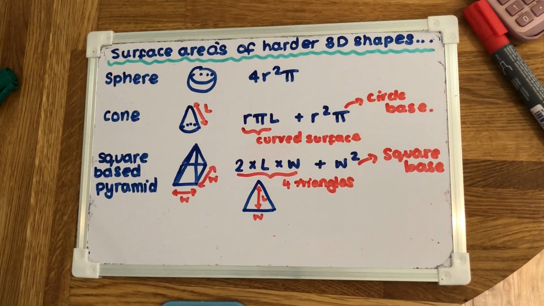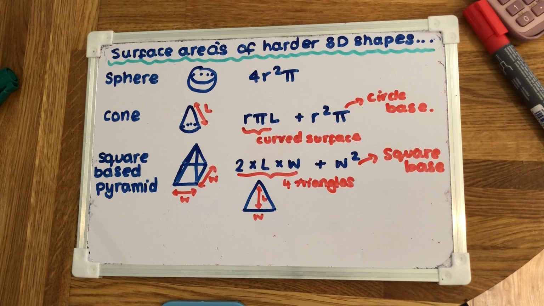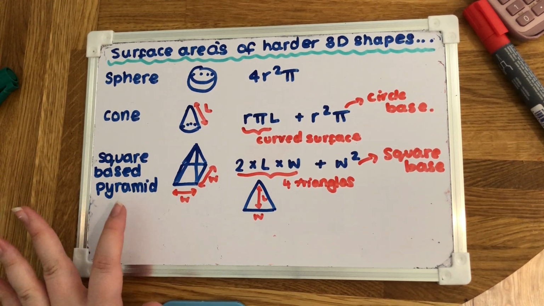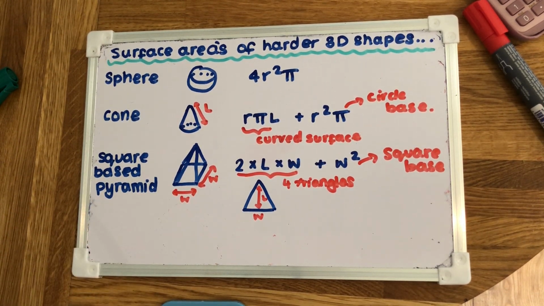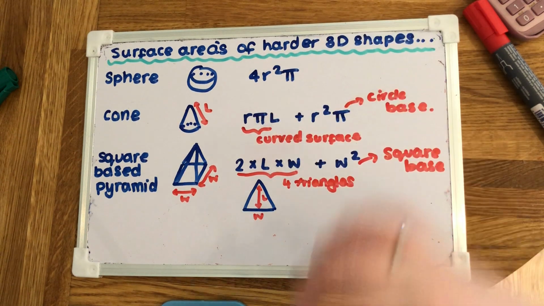Okay, so in this video we're talking about finding the surface areas of harder 3D shapes. We've already been doing cylinders, so we're now going to be working on spheres, cones, and we're focusing on square base pyramids. I will talk a little bit if it's not a square base pyramid, but that one's probably the most self-explanatory as long as you know what the net looks like, which I'm going to draw later on.